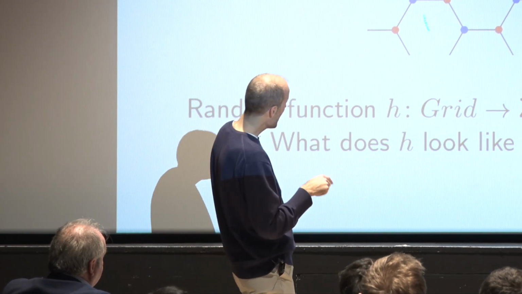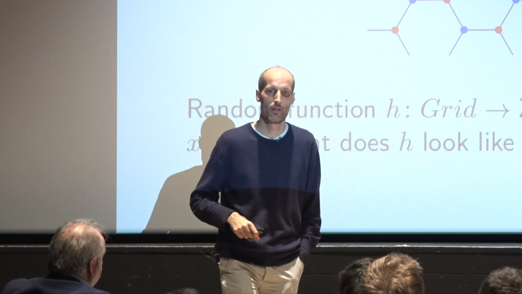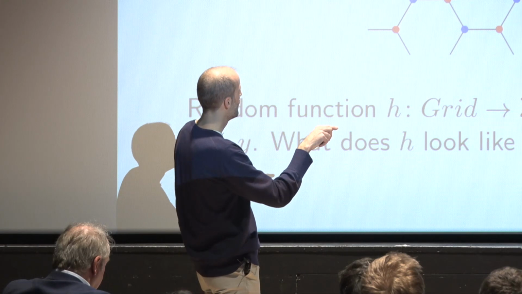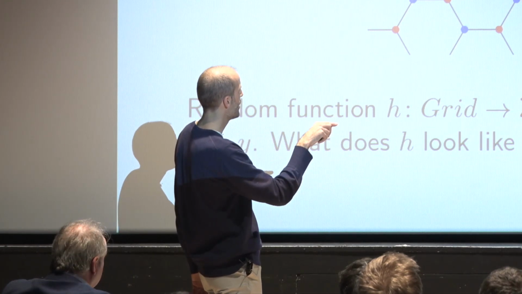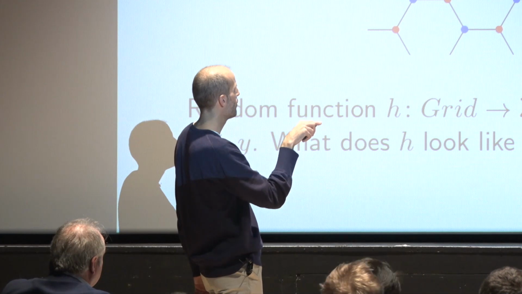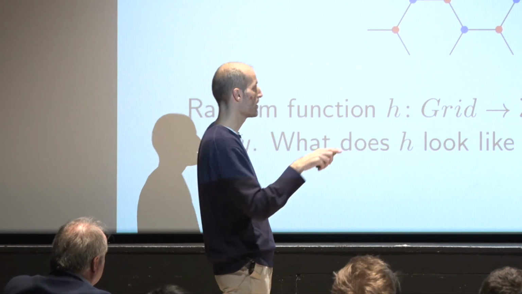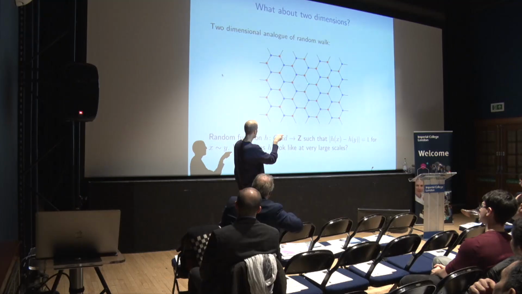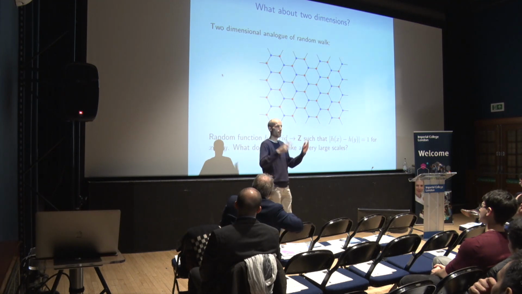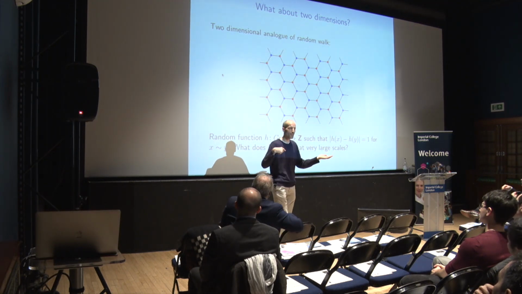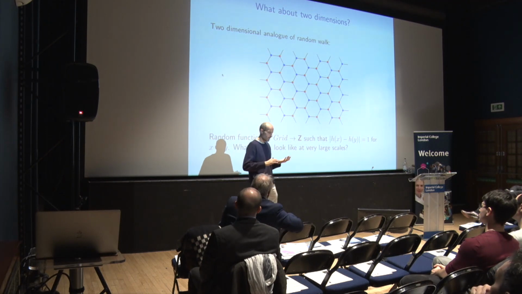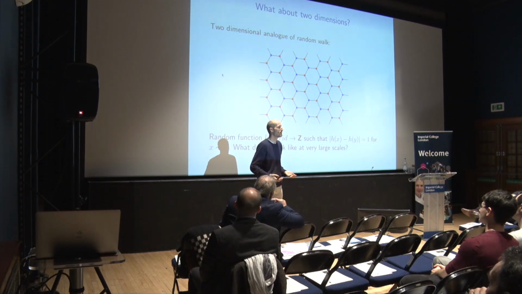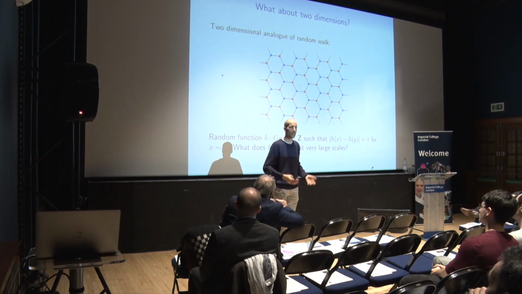Now you can look at a random function which has the property that the value at a point is always 1 off from the value of any of its neighbors. If you take any of these edges and compare the value on the blue side to the value on the red side, the difference is always either plus 1 or minus 1. You look at all possible functions like this, and you pick one at random, with the same probability for all of them.